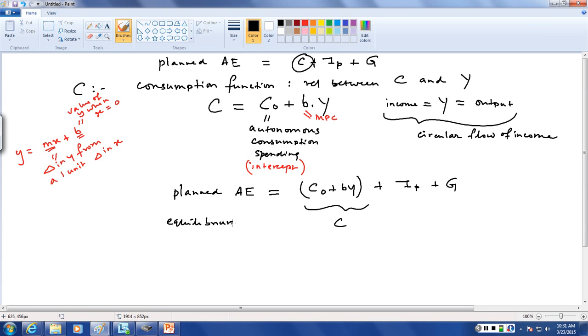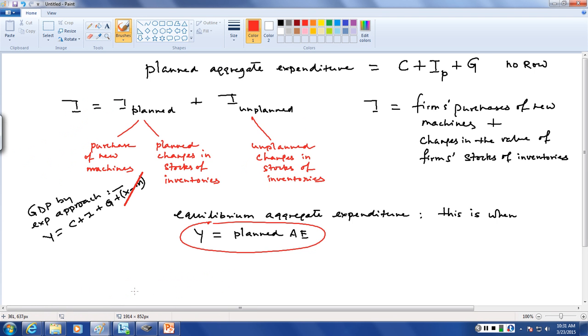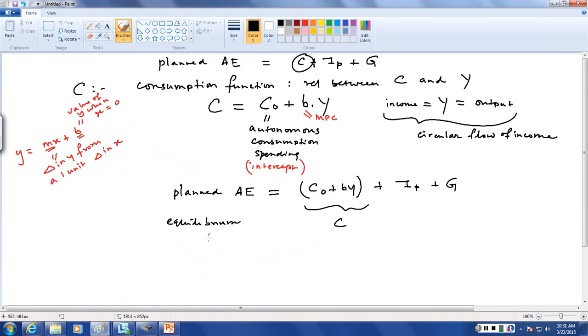So when do we have equilibrium again, as discussed in the previous slide? We have equilibrium when Y is equal to planned aggregate expenditure. Right? So I'm going to use that same condition in this slide. So we have Y is equal to planned aggregate expenditure. And what is planned aggregate expenditure? C0 plus BY plus IP plus G. Yes?